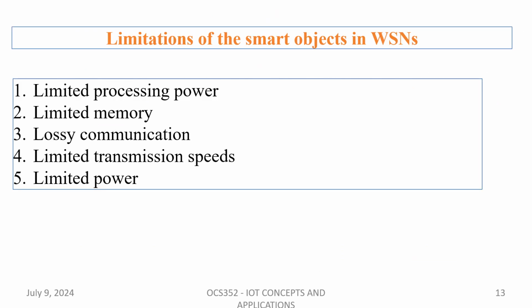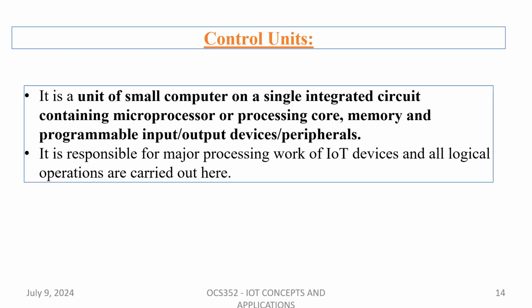Limitations of smart objects in wireless sensor networks: limited processing power, limited memory, lossy communication, limited transmission speed, limited power. And the control system: it is a unit of small computers on a single integrated circuit containing a microprocessor or processing core, memory, and programmable input output peripherals. It is responsible for the major processing of IoT devices, and all logical operations are carried out here.